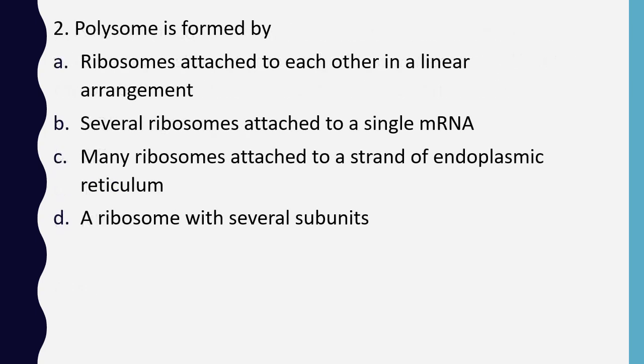Question number 2. Polysome is formed by ribosomes attached to each other in a linear arrangement, several ribosomes attached to a single mRNA, many ribosomes attached to a strand of endoplasmic reticulum, a ribosome with several subunits. Polysome is formed by. The correct answer is option B, by several ribosomes attached to a single mRNA.